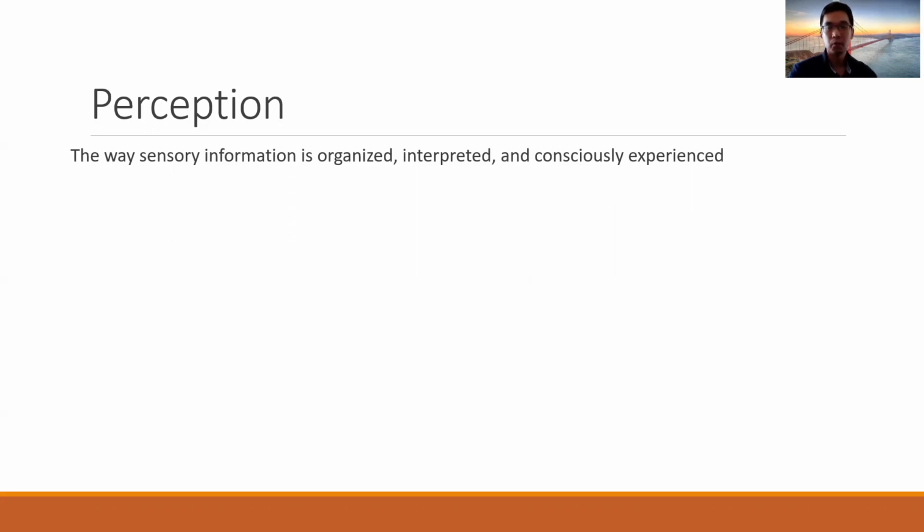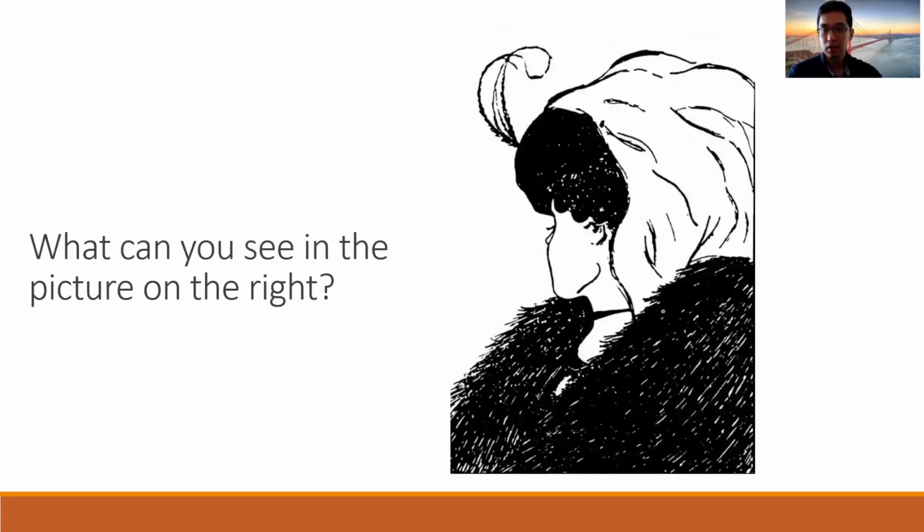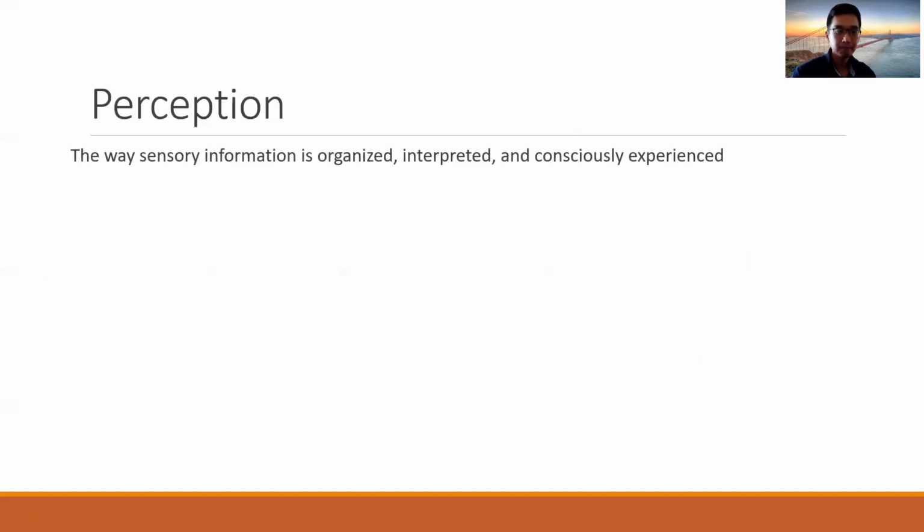So perception is a phenomenon in the brain, not in those organs, but in the brain. Perception is just the ways that the sensory information is organized, interpreted, and consciously experienced. Because we know we see something, we know we see a lady, either a young lady or an old lady. We know that we see a number on the ground, whether it's a 6 or 9. But why do different people see different numbers? Because they have different perceptions in their different brains, even though they get the same sensory information. So that's called perception.